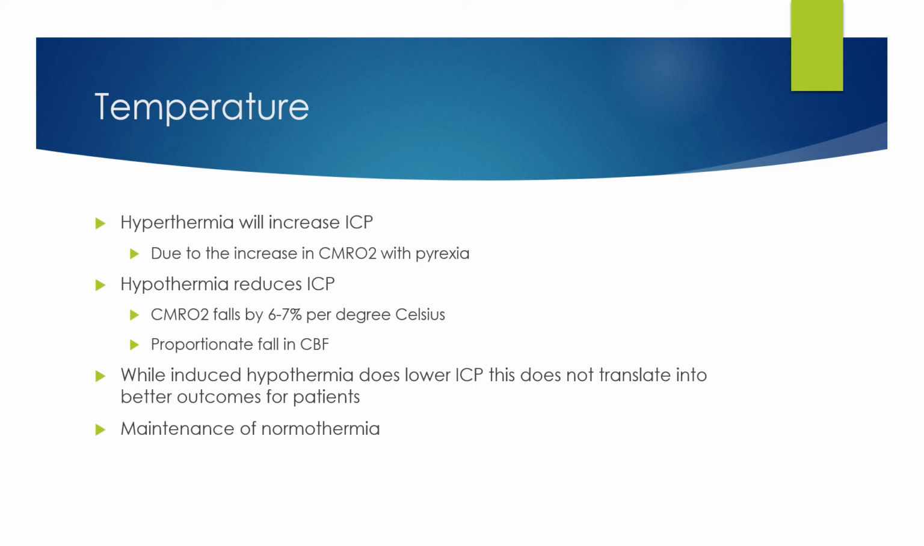It is certainly true that induced hypothermia does lead to a reduction in intracranial pressure, but that has been shown in a high quality, large study, Eurotherm, that does not translate into better outcomes for your patients, and in fact you put your patient at more risk of cardiac arrhythmias, infection, and other adverse outcomes. And therefore what we're looking for in traumatic brain injury is maintenance of a normal body temperature.